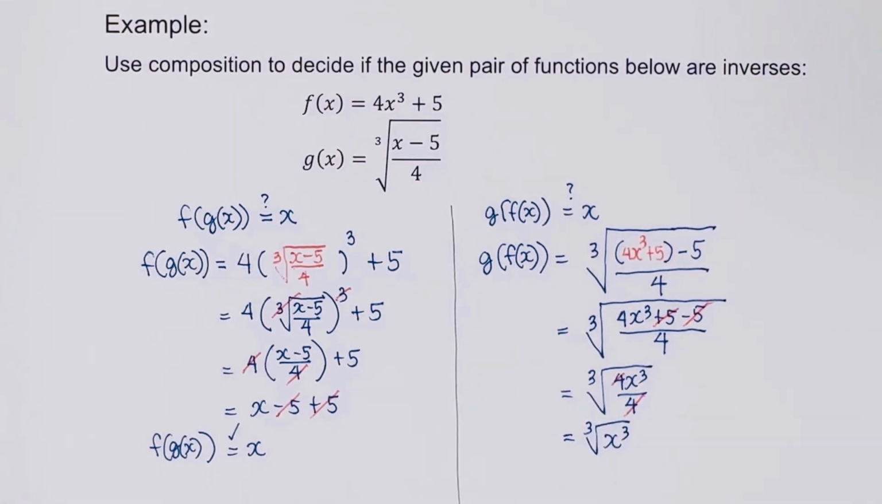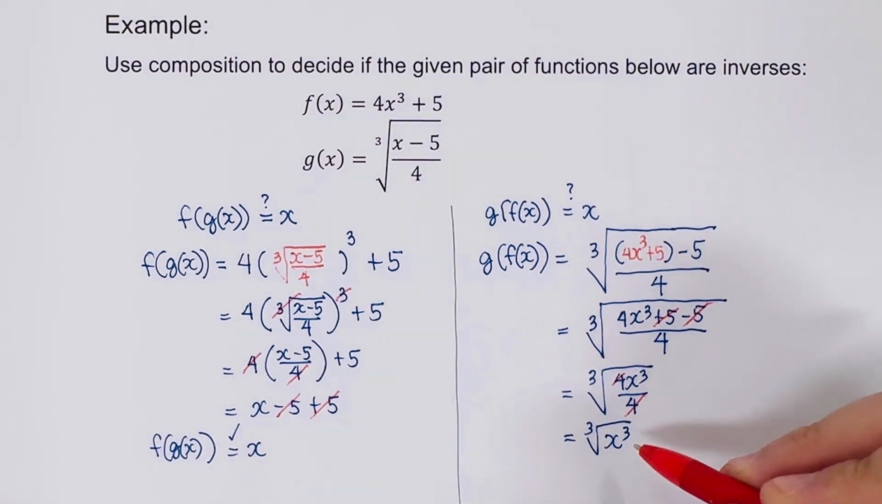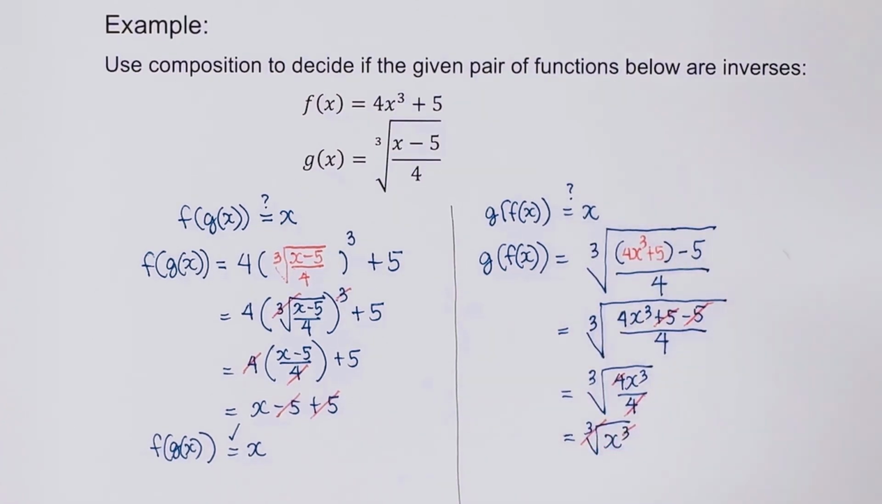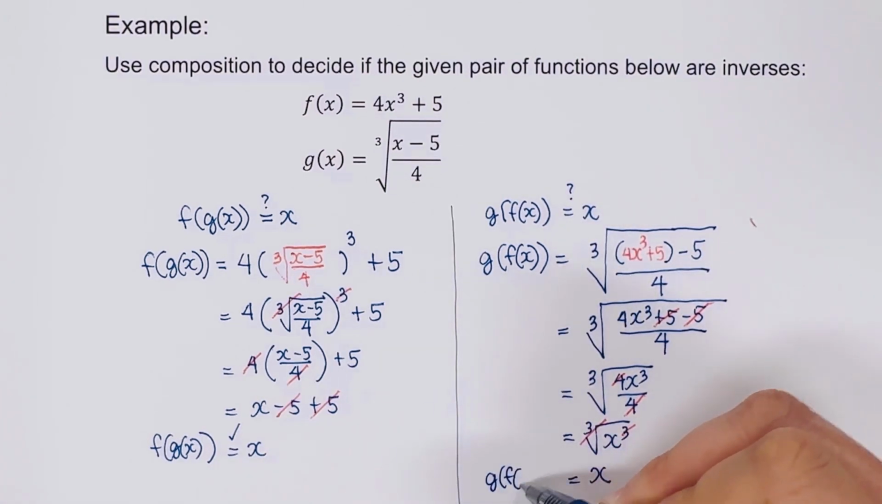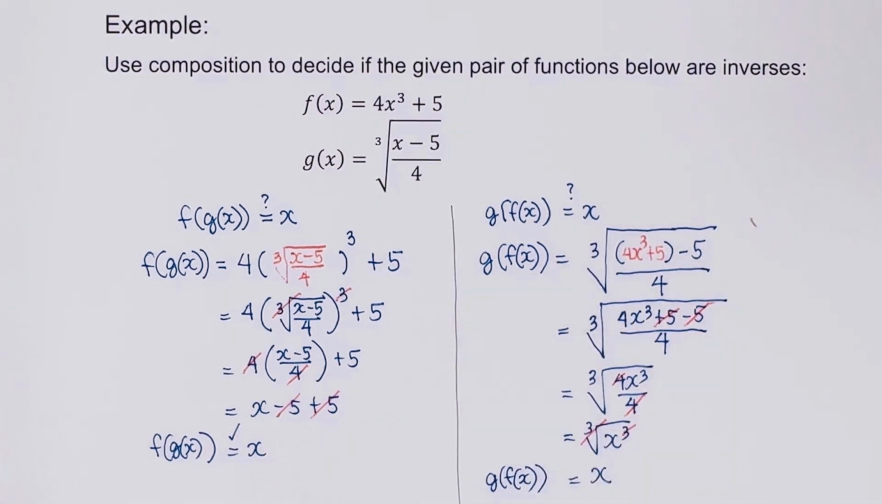Now, we remember that the opposite of cube root is cubed. So we can go ahead and cross this out, the cube and the cube root. So we're left with just x. So our g of f of x is equal to x, which tells us that since both of them are equal to x, we can go ahead and say that these two functions, f of x and g of x, are inverses of each other.